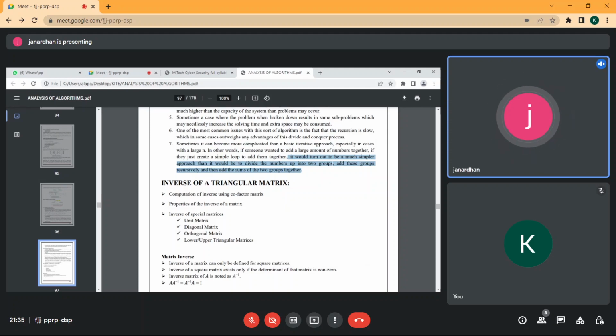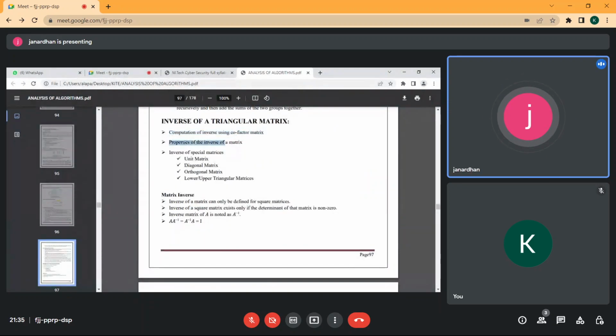Inverse of a triangular matrix. Computation of inverse using cofactor matrix. Properties of the inverse of a matrix. Inverse of special matrices: unit matrix, diagonal matrix, orthogonal matrix, lower or upper triangular matrices.